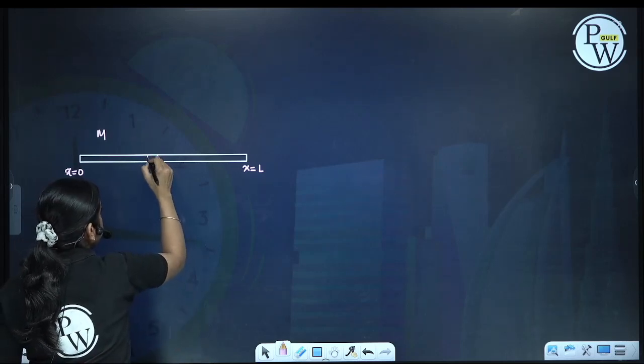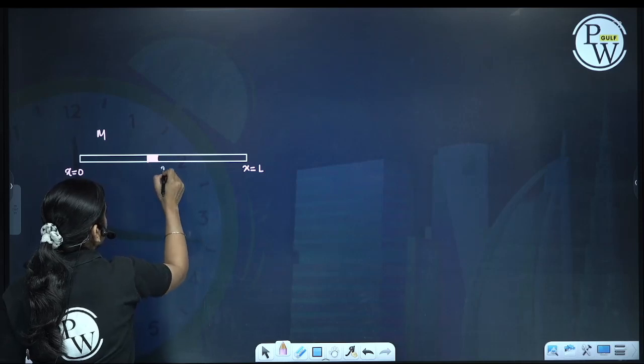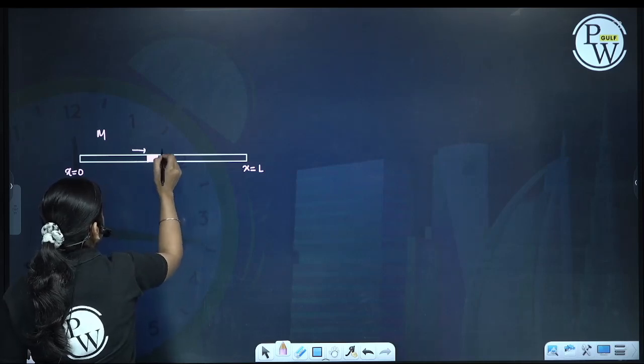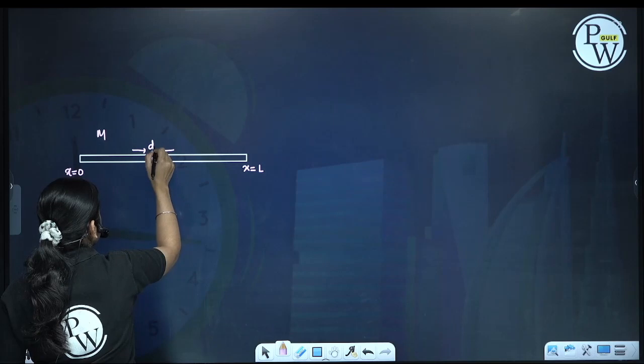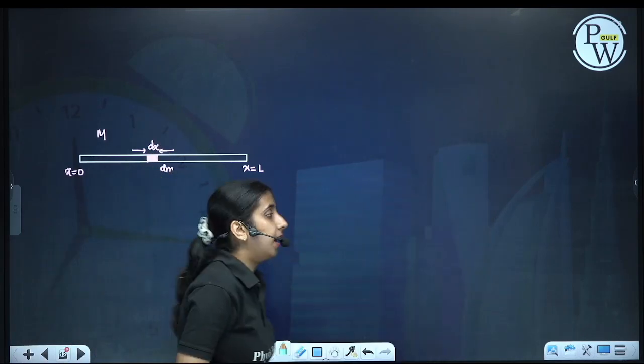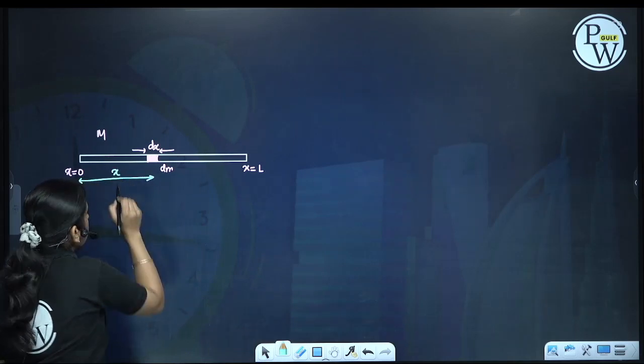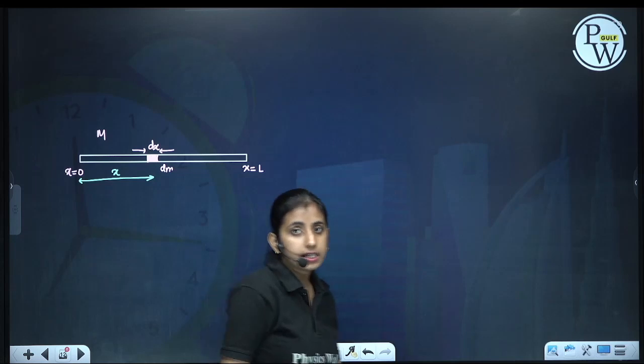Now we will take a small mass element dm on this rod. This dm is having some width dx, and its position from the origin is x.